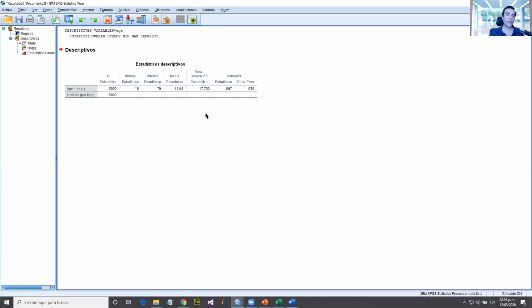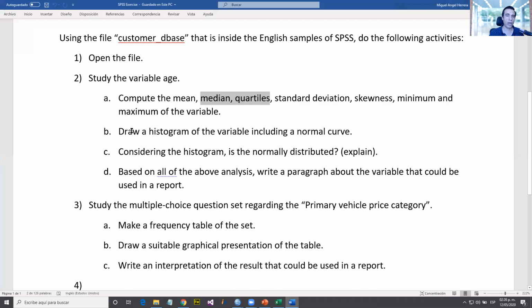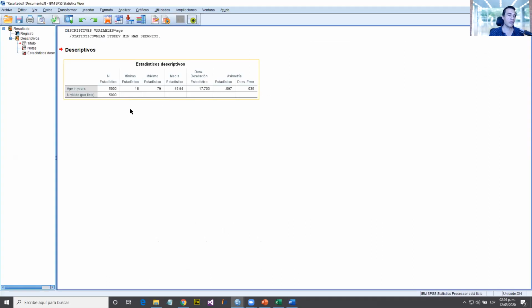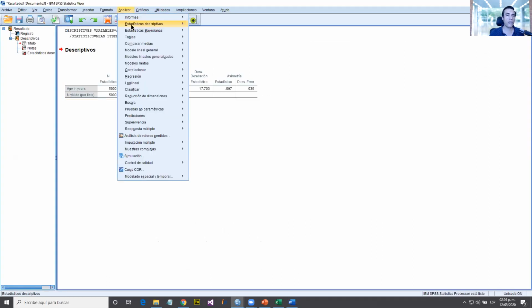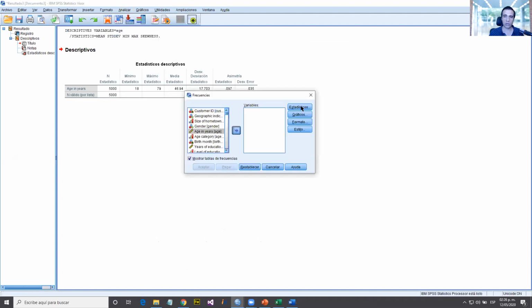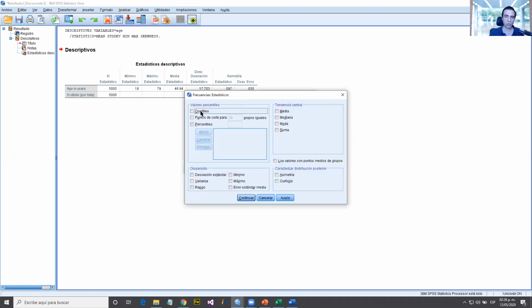No, you have to put in all the other ones, because if you see right there, I am asking the mean, the median, quartiles, standard deviation, skewness, minimum and maximum. So here are part of it, and the other ones, let me show you where they are. They are in frequencies. If you go with frequencies and you go with statistics, you have right here quartiles. Oh, by the way, you have the other ones right here. So maybe you can do it just in once. That's it. You have all of the others right here.